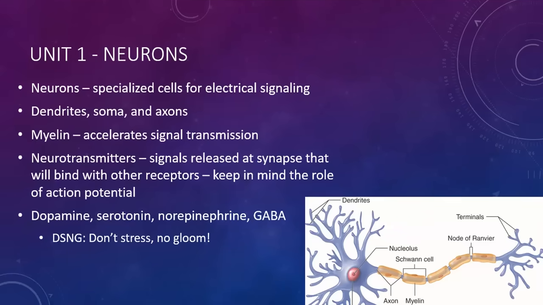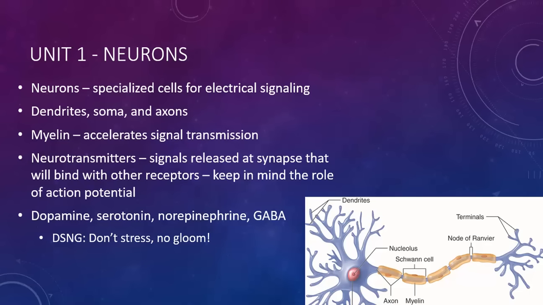Now let's talk about neurons, which are specialized cells for electrical signaling, and they are comprised of the dendrites, which are going to receive the signals. We then have the soma, which is going to contain the body, and the axon that carries these signals away. They are insulated by this very fatty insulation known as myelin, which is going to speed up the signal transmission.